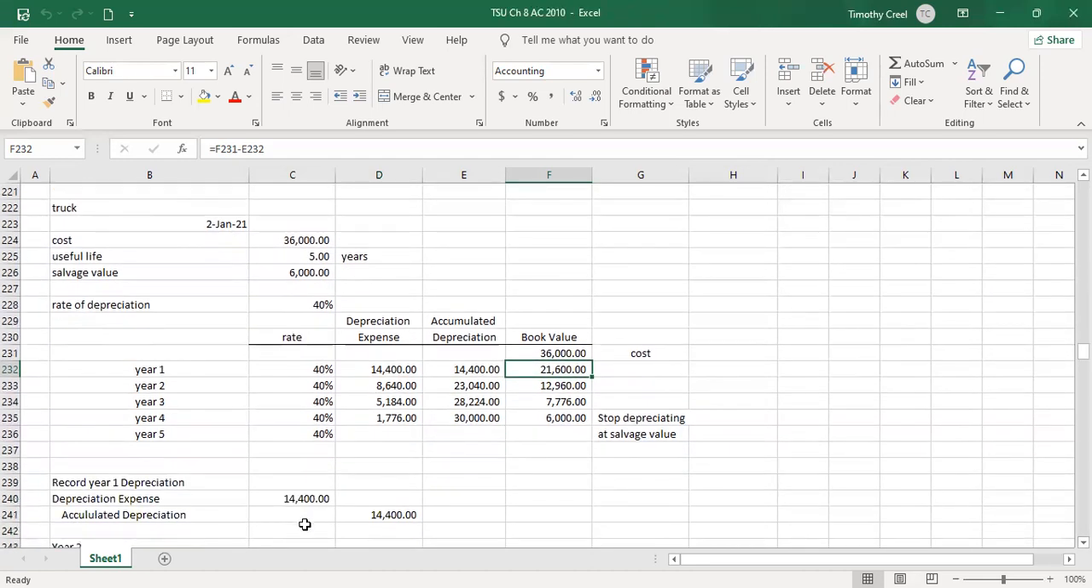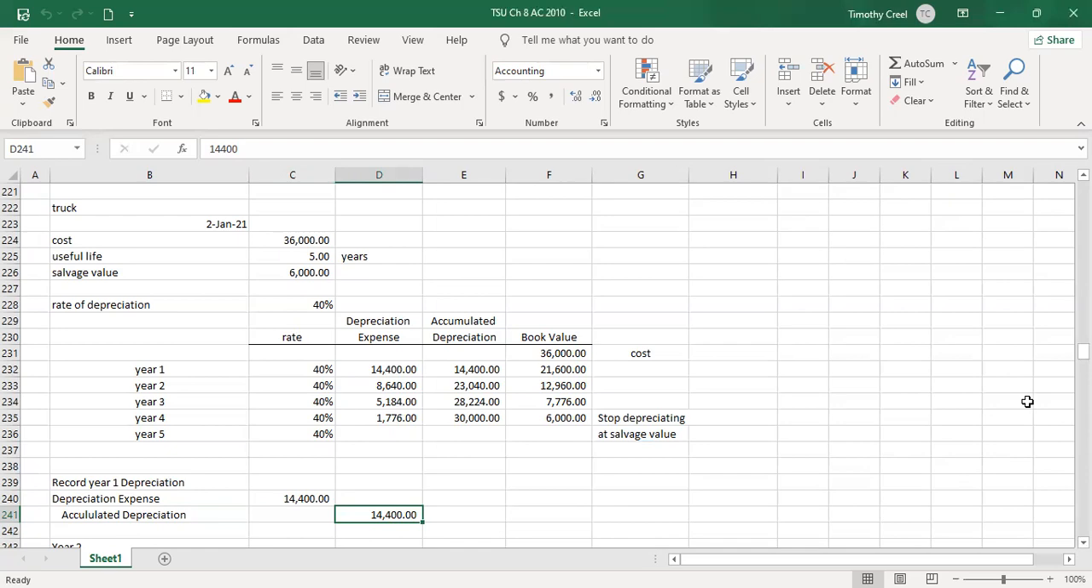So notice that our journal entry for year 1, if we were doing this at the end of the year, and this one you tend to do yearly if you're going to do this one. I don't know if I've seen anybody do it monthly. So I think this is one that you would tend to do annually if you were going to do it. And so you would debit depreciation expense again for 14,400, credit accumulated depreciation for 14,400.